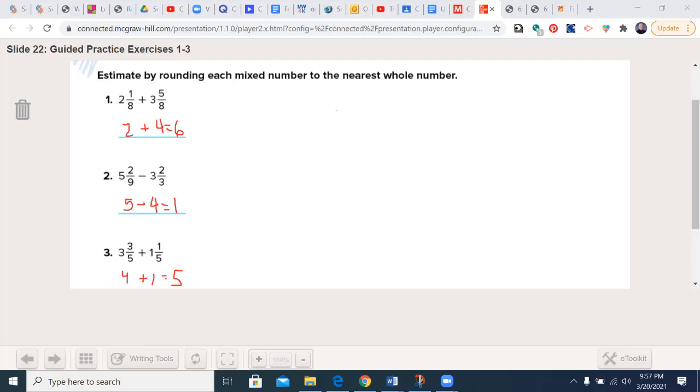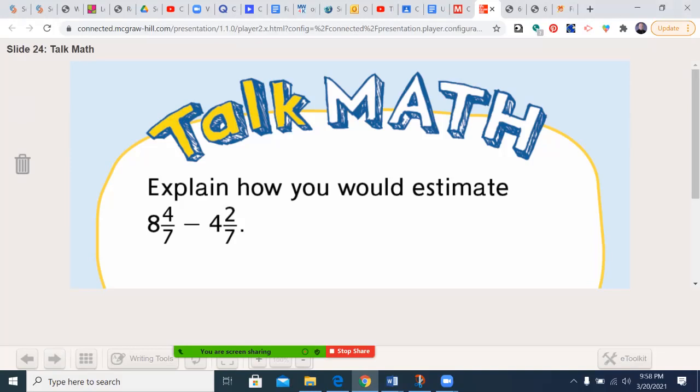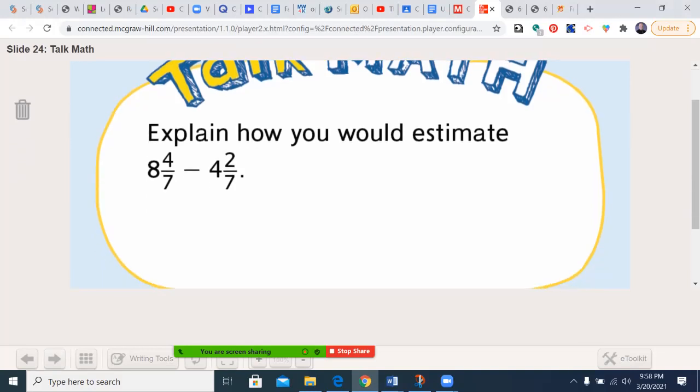Long story short, look at the fraction. If the numerator is less than half of the denominator, this stays the same. If the numerator is half or more of the denominator, we add 1 there. That's going to be the whole thing. All right, I'm going to go ahead and clear the document. Let's quickly go through, we already talked about the answers. How would I estimate 8 and 4/7? Well, 4 is greater than half of 7, so 9 minus 4 is 5.